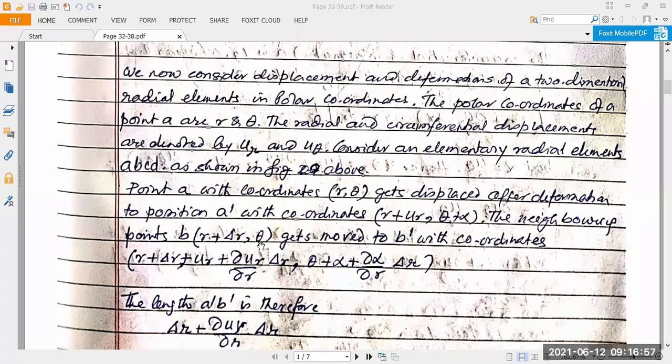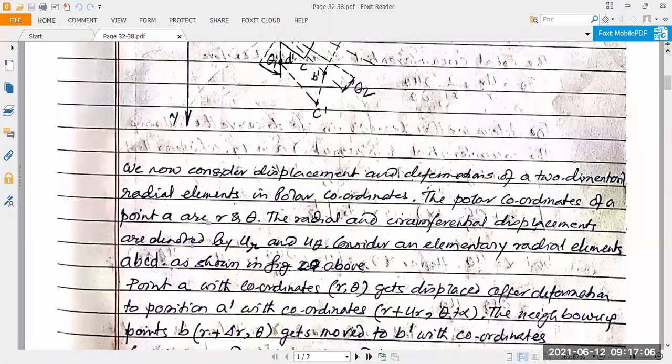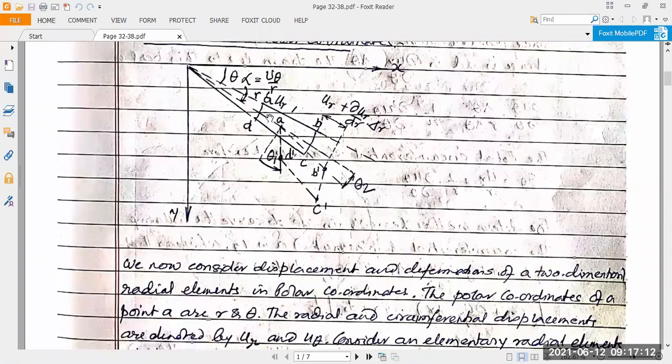This point P moves to B dash with coordinates like this. Say this point B here moves to the point B dash, so that A dash, B dash, C dash, D dash is our position of the say rectangular elements over the same space. So how will you get the radial coordinates, polar coordinates of C dash?